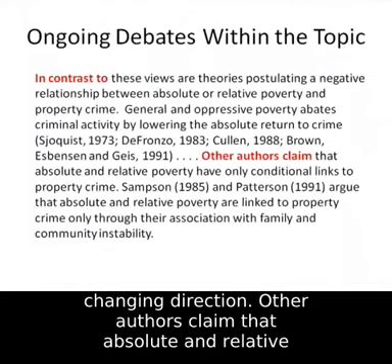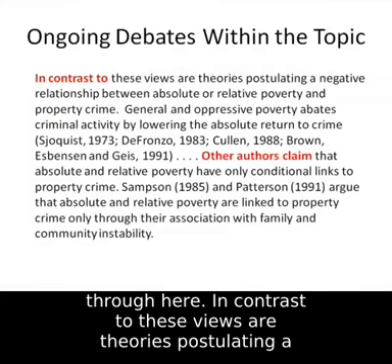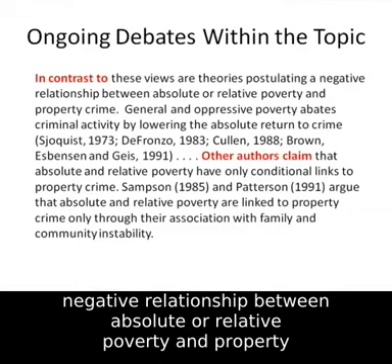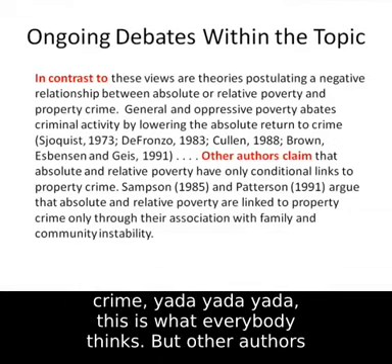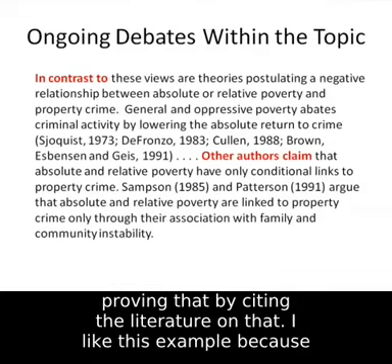Other authors claim that absolute and relative poverty have only conditional links to property crime. So I'm going through here. In contrast to these views or theories postulating a negative relationship between absolute or relative poverty and property crime, and so on, this is what everybody thinks. But other authors claim that they only have conditional links to property crime. And I'm proving that by citing the literature on that.